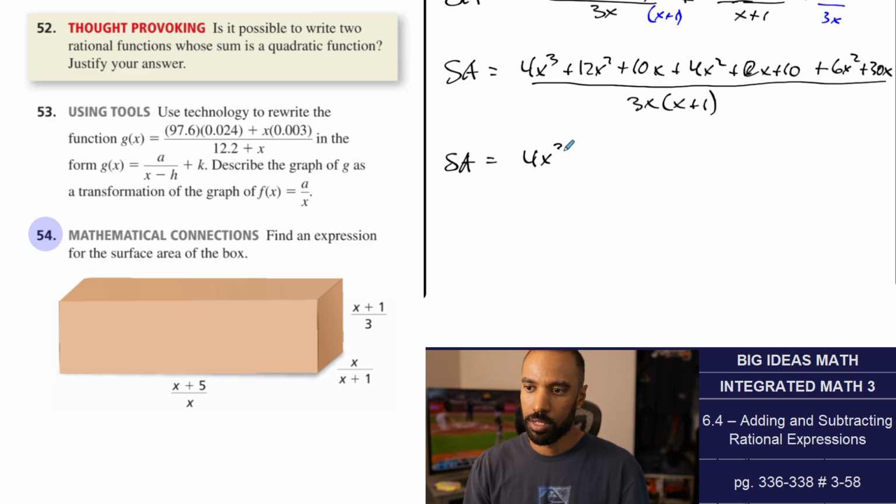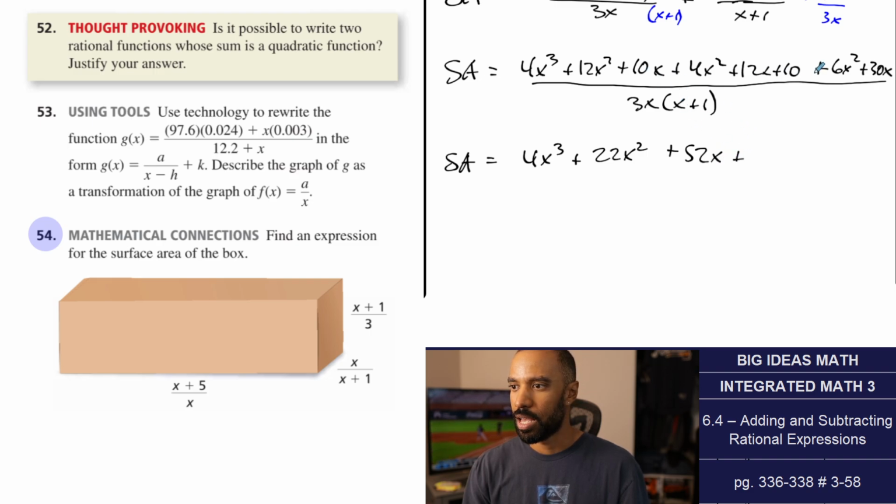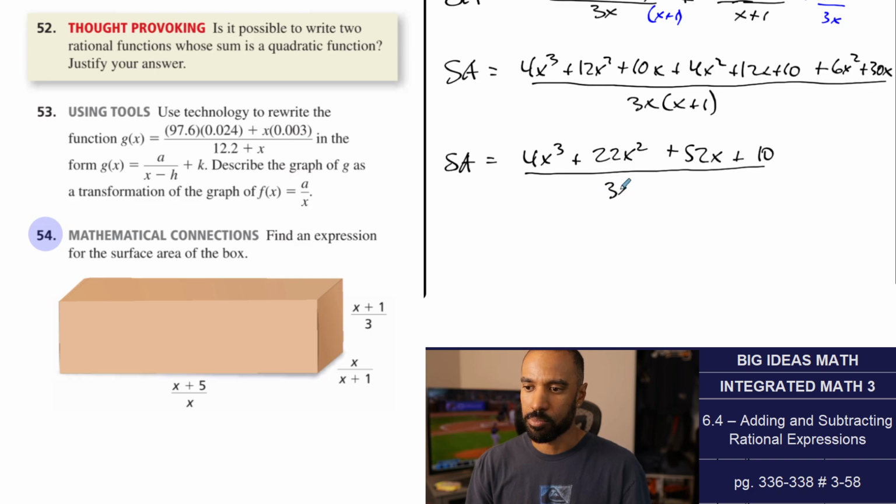4x cubed plus 12x squared plus 4x squared is 16x squared plus 6x squared is 22x squared. That's a 12x, right? 12x. 10x plus 12x is 22x plus 30x is 52x plus 10. This all divides by 3x times x plus 1.